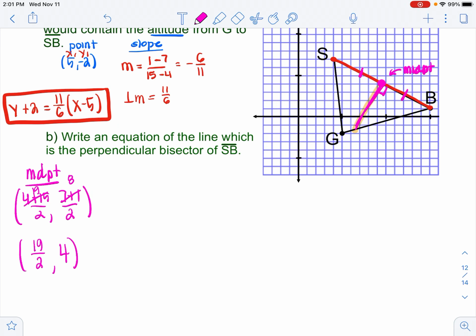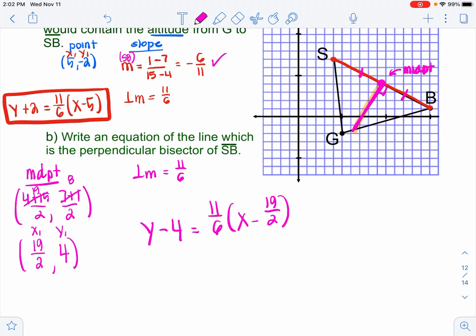Now I need the slope. So I want the slope of this line. Okay, so this line, I don't have 2 points, but I have what it's perpendicular to. It's perpendicular to SB. So now I have to find the slope of SB, but if you recall, we already found the slope of SB. It was negative 6 elevenths. So the perpendicular slope is 11/6. I don't have to do the work again. So now I can write my equation of my line. This is x1, this is y1. Y minus y1, which is 4, equals m, which is 11/6, times x minus x1, which is 19 over 2.